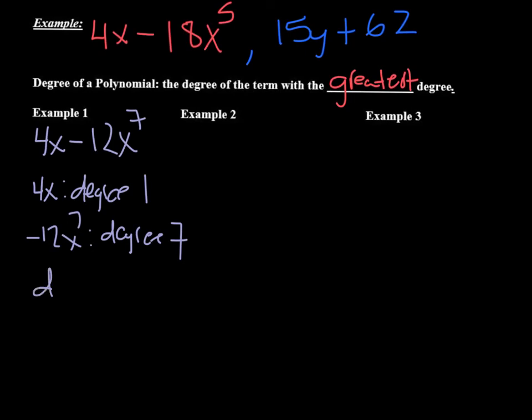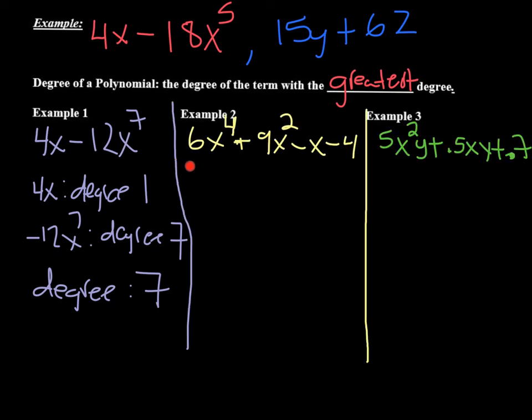So the degree for this polynomial is degree 7, because 7 is the highest power in this polynomial, 4x minus 12x to the 7th power. So all you do is find the greatest degree from the polynomial. Let me write two examples down and have you try it, and then check with my answers.